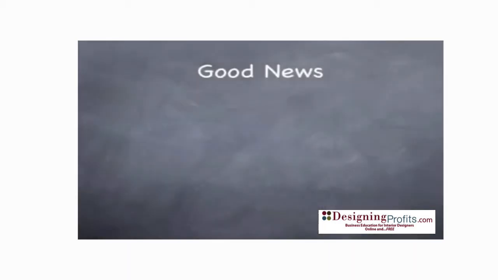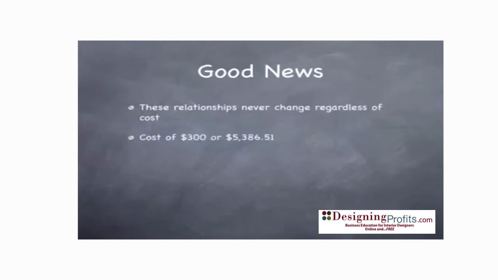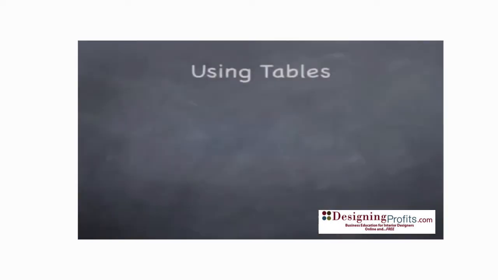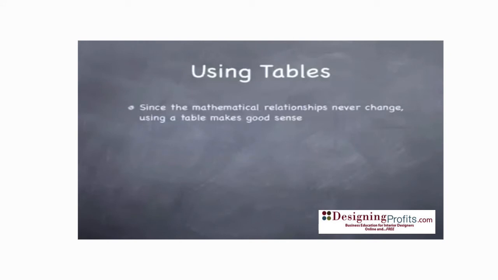The good news is that these relationships never change, regardless of your cost. Your cost is $300, or your cost is $5,386.51. Doesn't matter. 40% markup of those numbers always yields a 29% profit margin. Since the mathematical relationships never change, using a table makes good sense. You can download one free elsewhere in this magazine.